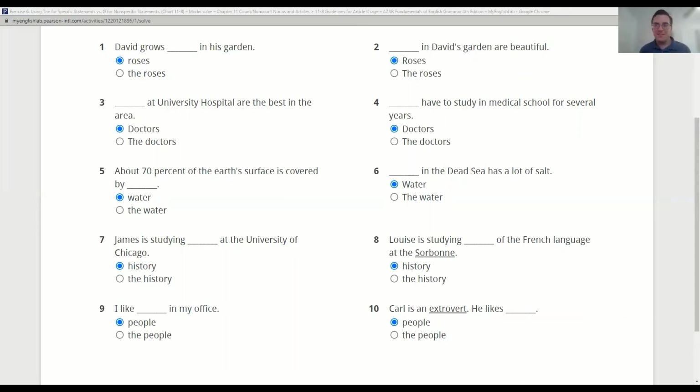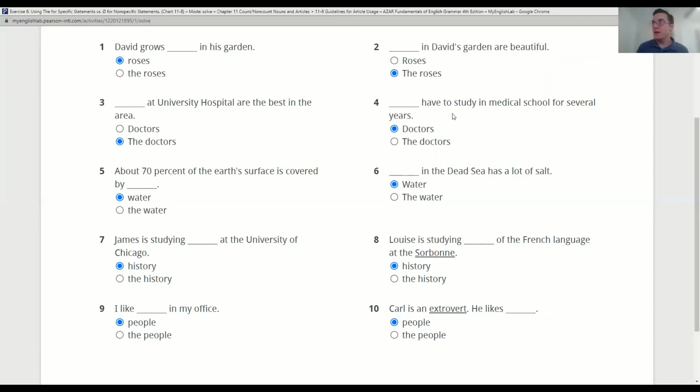Hi, you back? You ready to check your answers? Okay. David grows roses in his garden. Non-specific. Which roses are beautiful? The roses in David's garden are beautiful. So I'm talking about specific roses. Okay. The doctors at University Hospital are the best. Which doctors are the best? The doctors at University Hospital.